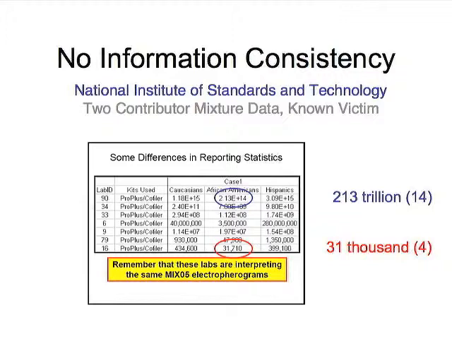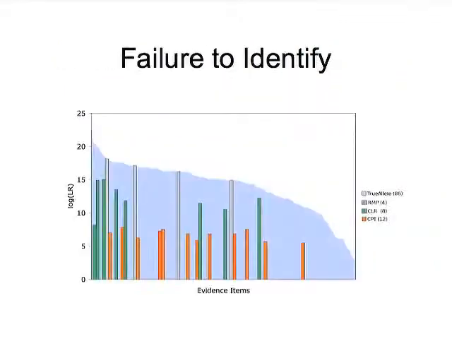But whenever you have the same data being analyzed by most of the labs in the US, with 10 orders of magnitude different information being reported, it suggests that there is not tremendous reproducibility in the methods.